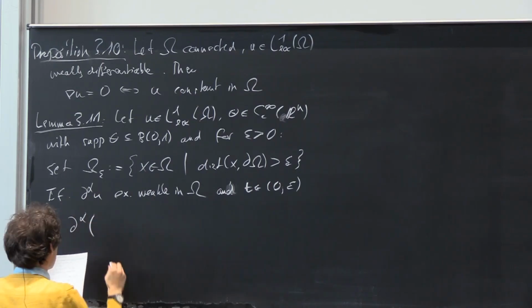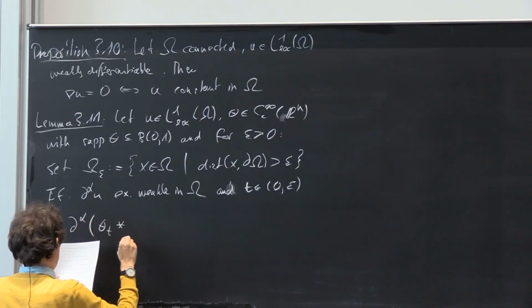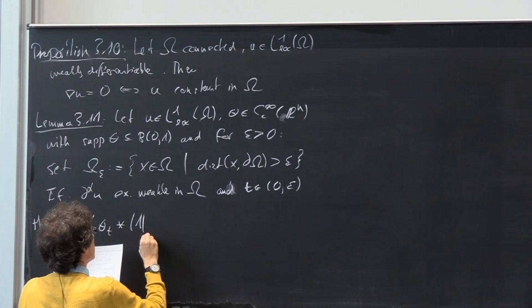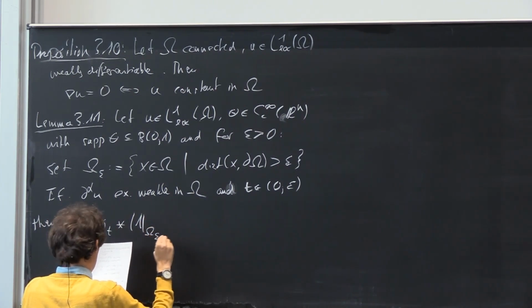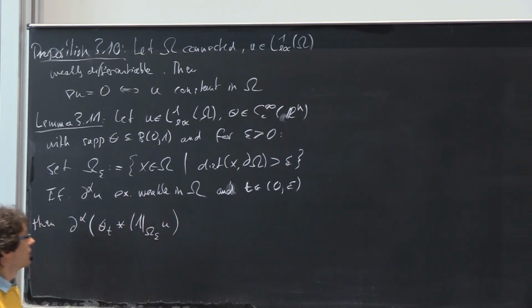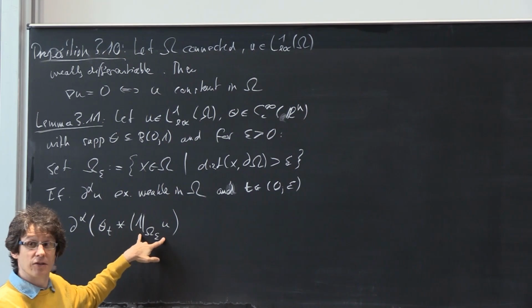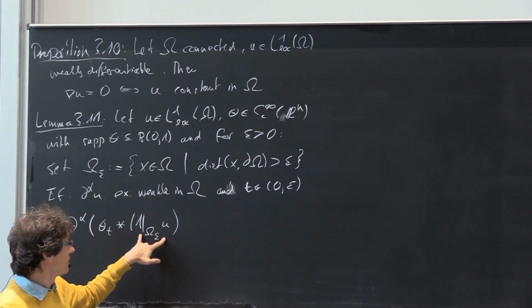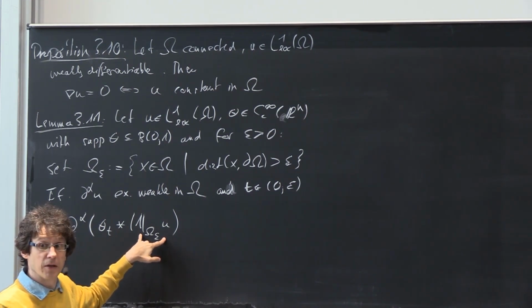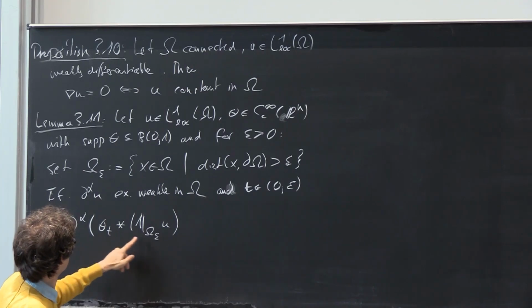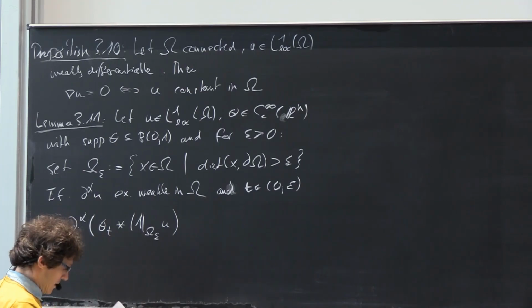So then the alpha derivative of theta t convoluted with the characteristic function of omega epsilon times u. Why do I have this characteristic function? Again, u is only defined in omega. For convolution, you need the whole space. So that's why we cut away the boundary of omega. And this has to be understood as a function on the whole space, just taking it 0 outside of omega epsilon. So these two functions can be convoluted.